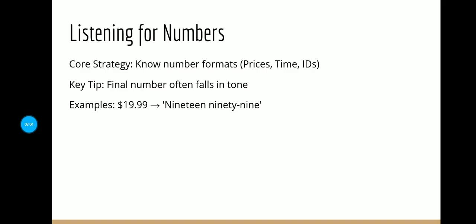And the final number often has a fall. So you would get an idea about that. Like if I have to say something like, for example, 1999, you would have noticed that I have a little falling tone at the last 9. So it usually signals to the listeners that the number has ended.